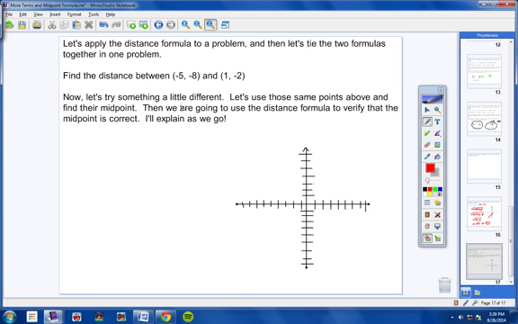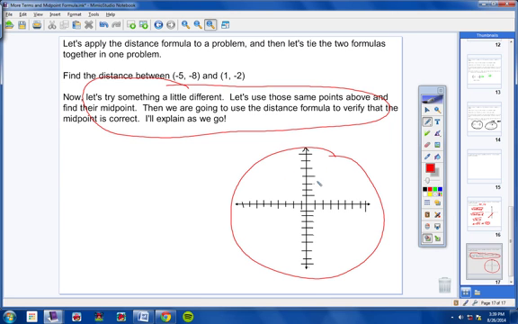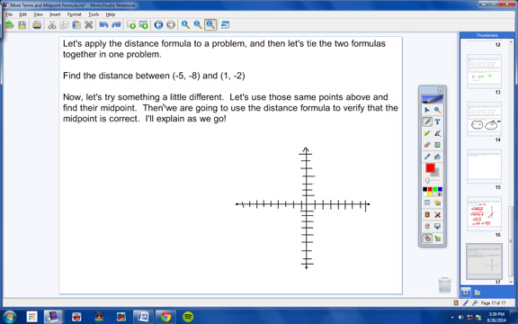I would like you to write this problem in your notes. If you want to include the coordinate plane in your notes, you can. If you don't want to, that's fine. That's totally up to you. So here we go. Let's try something a little different. Let's use these same points, and let's find their midpoint, and then we're going to use the distance formula to verify that the midpoint is correct. I'll explain this as we go. This will be interesting.